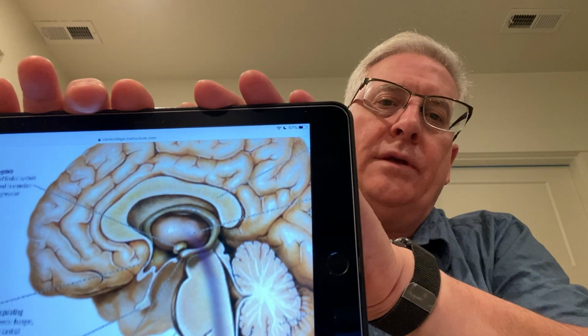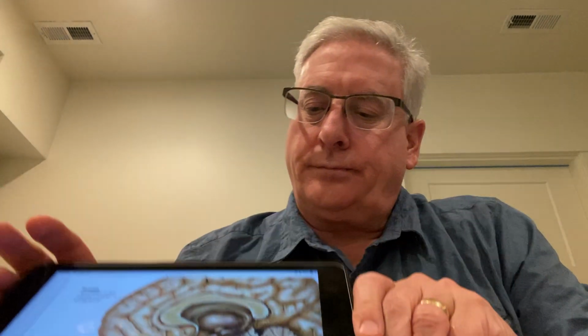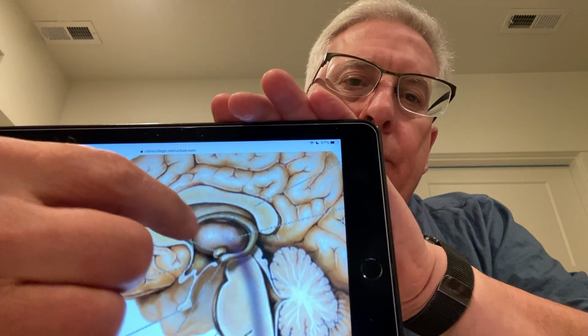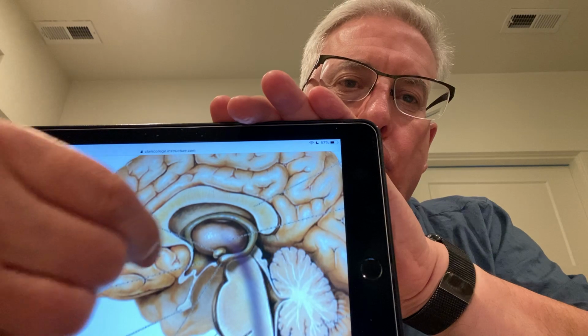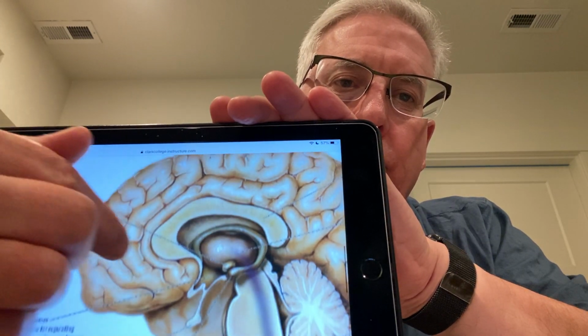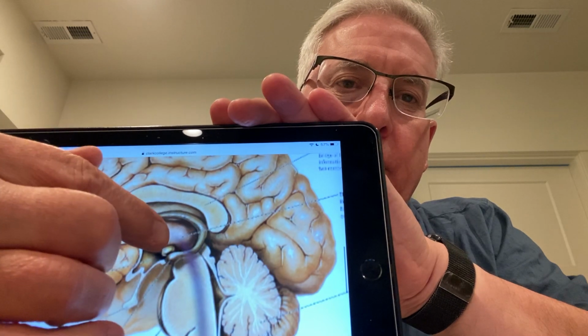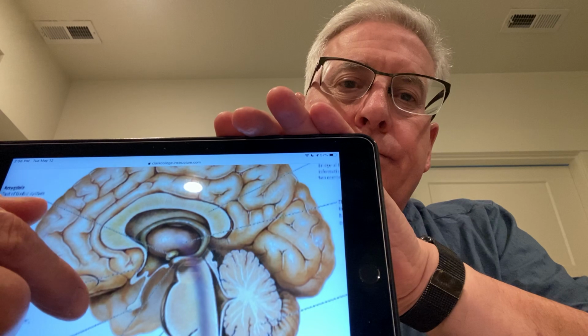A frontal lobotomy simply means that, oh goodness, did I point to the right place? Yeah, I did. Okay. The limbic system is connected with a neural bundle, a big nerve that goes from the frontal lobe directly to the limbic system.